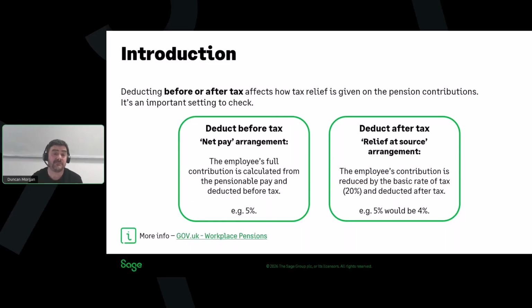If your employee's pension is deducted before tax, this means that your scheme uses what's known as a net pay arrangement. And with this setting, the employee's full contribution is calculated from their pensionable pay, and that deduction is made from the employee before tax is even calculated. So, for example, if your pension scheme has a 5% contribution, the full 5% of the pensionable earnings will be calculated and deducted, and then tax will be calculated on the remainder of the pay.